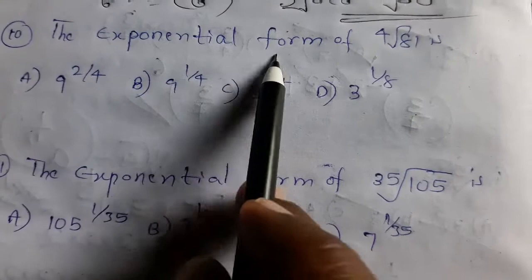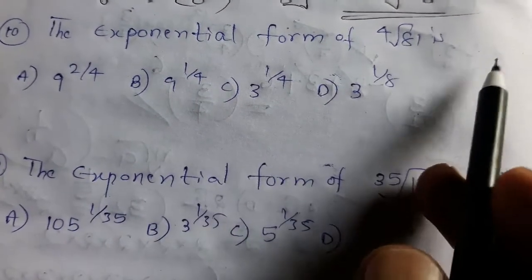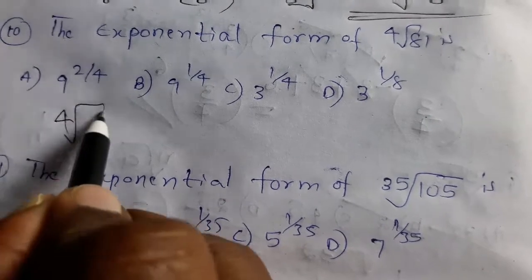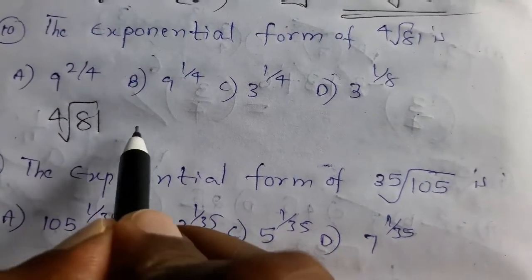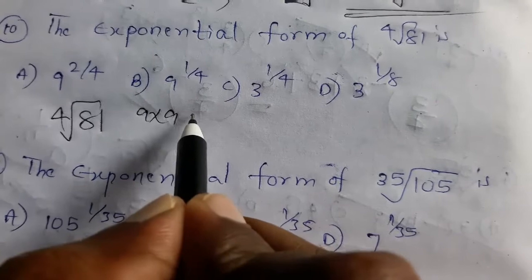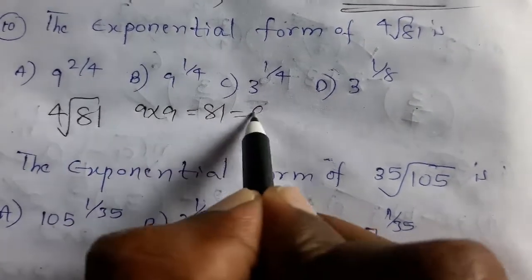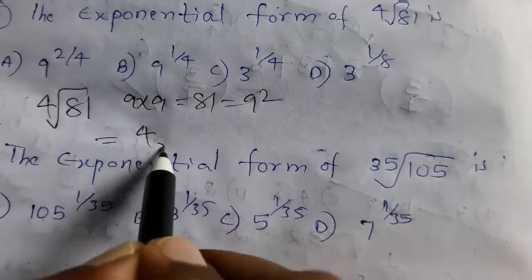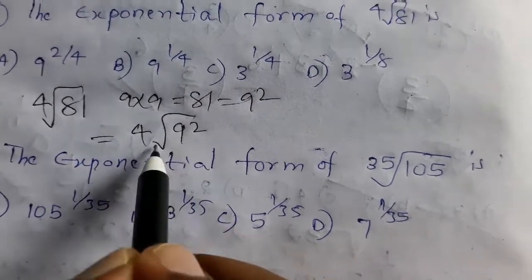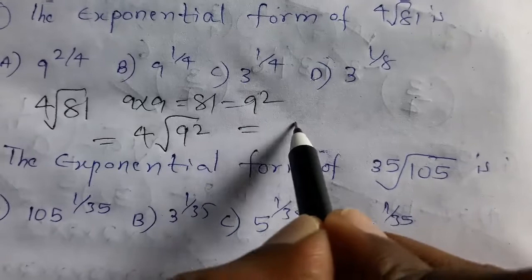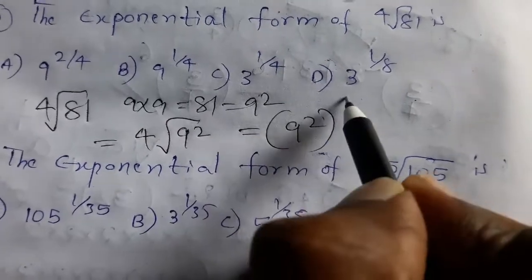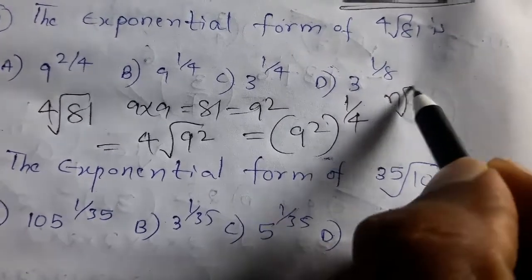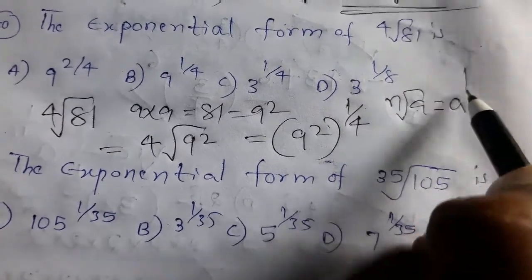The exponential form of 4th root of 81. So what is given? 4th root of 81. 81 can be written as 9 into 9. 9 9s are 81. This can be written as 9 square. So that means 4th root of 9 square. This can be written as 9 square whole power 1 by 4. Which formula? nth root of a is equal to a power 1 by n.